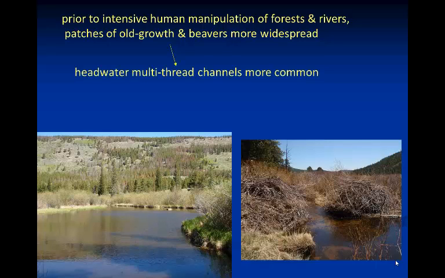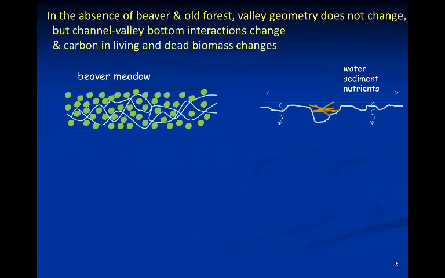If you had those sources of complexity, such as old-growth forests and beavers, their dams and log jams were more common, the beaver dams and log jams. So these headwater multi-thread channels that were closely connected to the adjacent floodplain were also more common. So these river corridors and valley bottoms really had a lot more physical complexity and much greater ability to retain water, sediments, and nutrients.